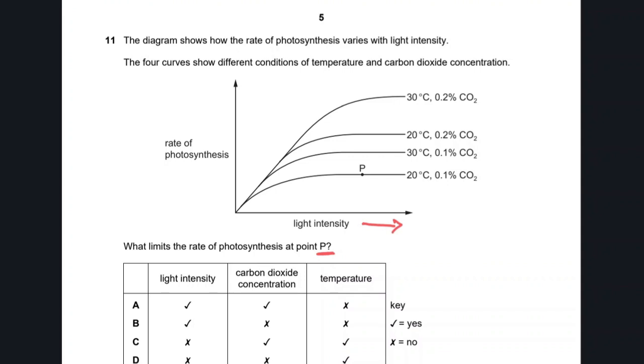But when you are increasing the temperature, when you are increasing the carbon dioxide concentration, then the rate of reaction is increasing. So the limiting factor will be carbon dioxide, temperature, but not the light intensity. C is the right answer.